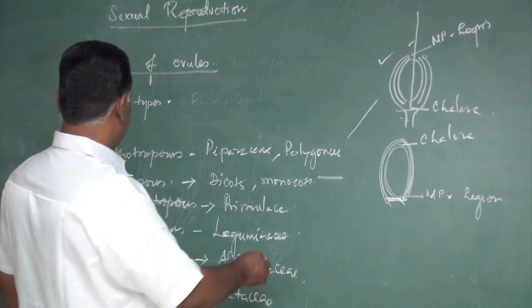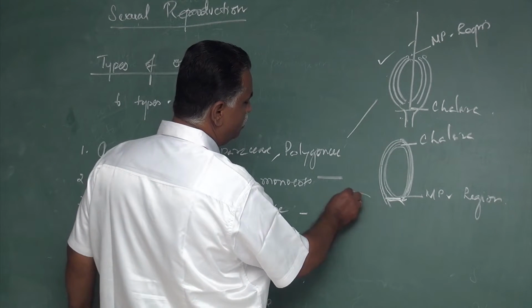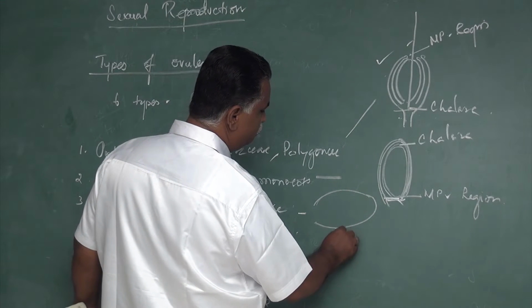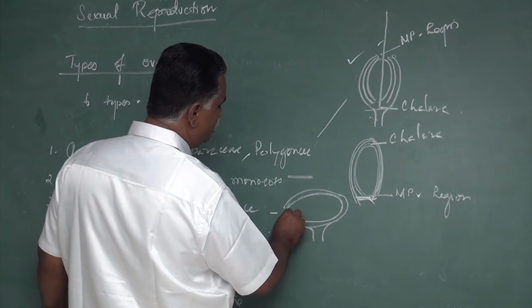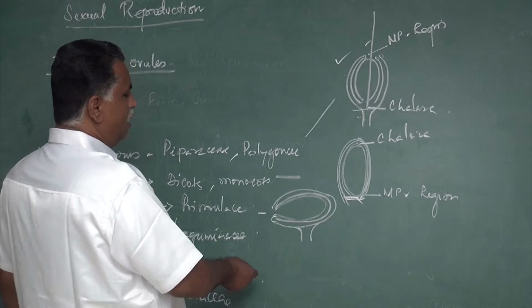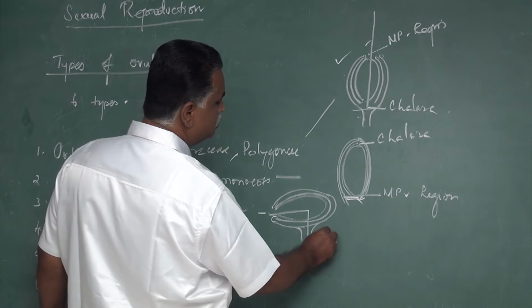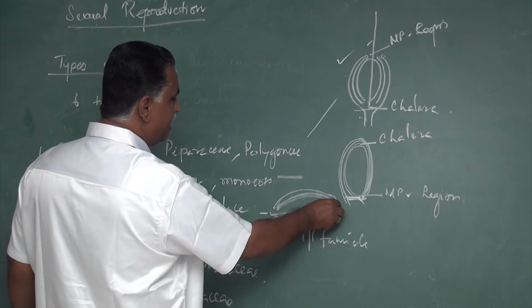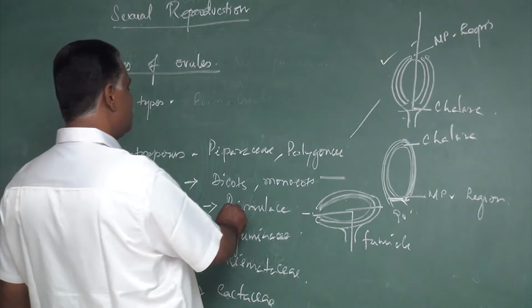Then hemiorthotropous. In the hemiorthotropous ovule, the micropylar region is found at one side, at a right angle to the funicle. This is the funicle, this is the micropylar region. So 90 degrees, a right angle to the funicle. This is found in the case of Primulaceae.